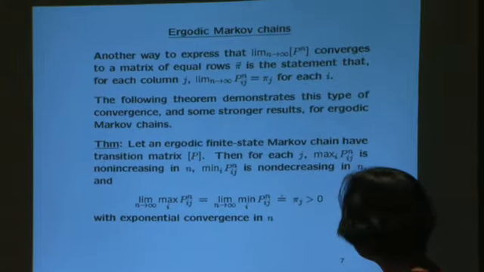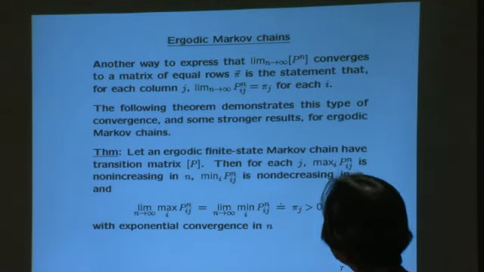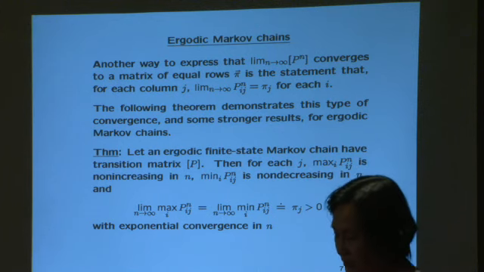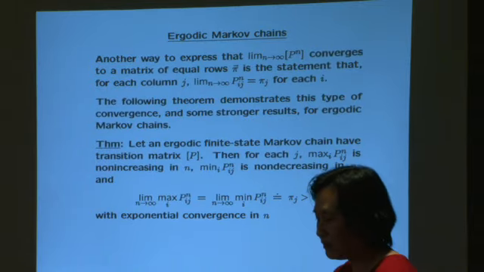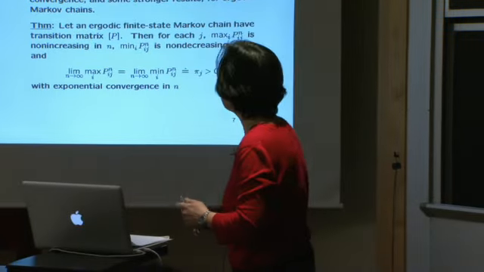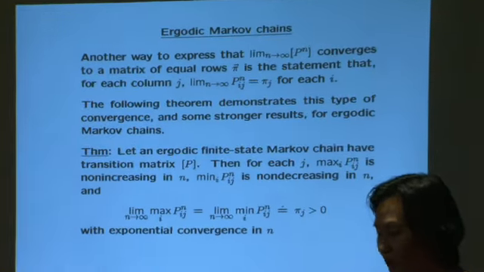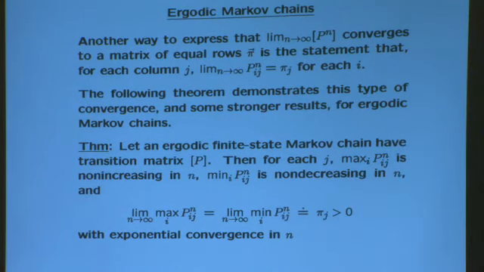So it doesn't matter what state you start in. If I increase n and take the maximum again, it is not increasing. And the minimum is non-decreasing in n. So as n gets larger and larger, the maximum over paths from i to j, the most probable path, is non-increasing, and the minimum, the least likely path, is non-decreasing.